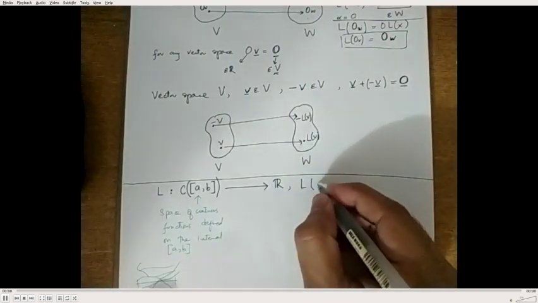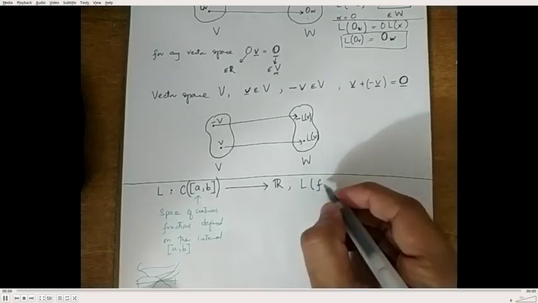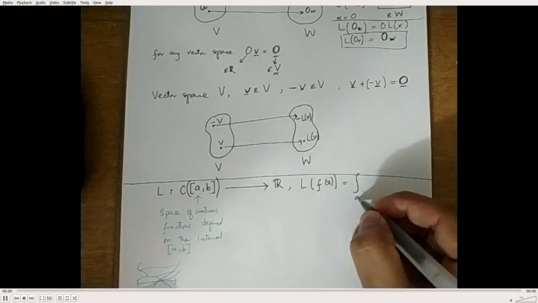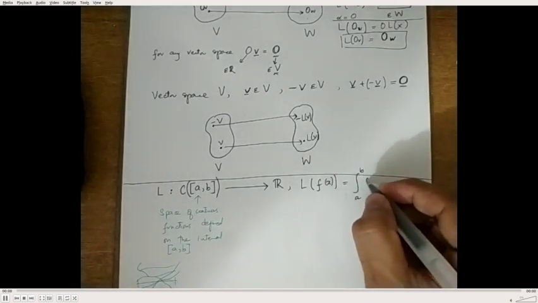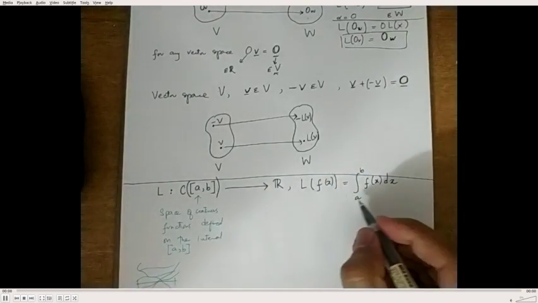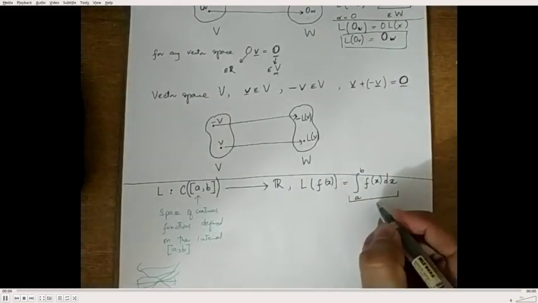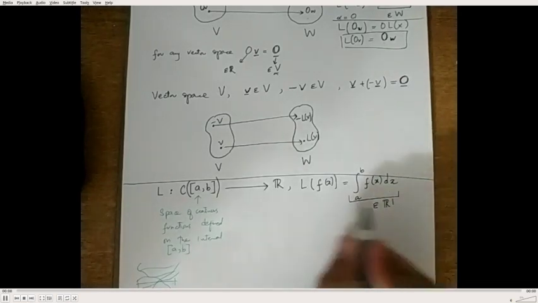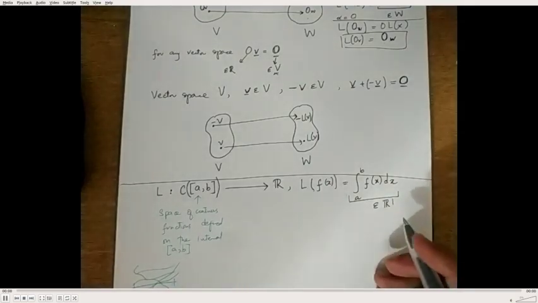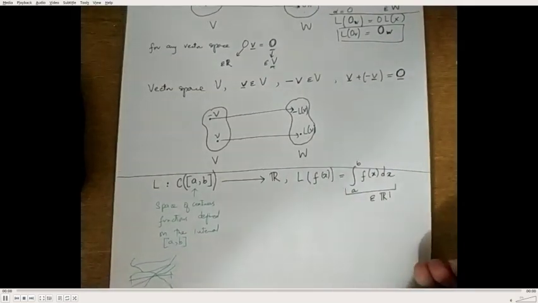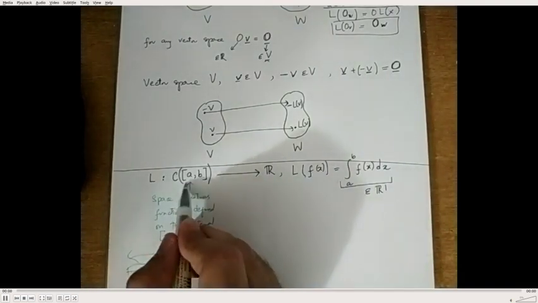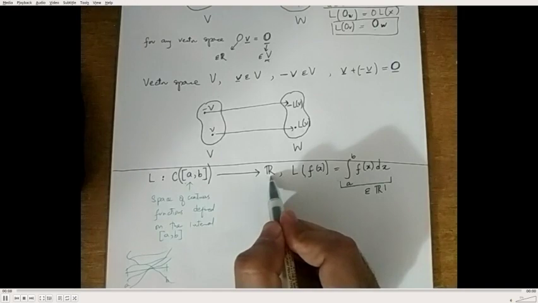It takes a function f of x and it outputs the definite integral from a to b of f of x dx. And of course you should know by calculus that this is just a number in R1. So it took a function and the output is simply R1. So what you've done is you've redefined integration as a linear transformation. Integration is nothing but a map that takes vectors from this space and gives you vectors in this space.